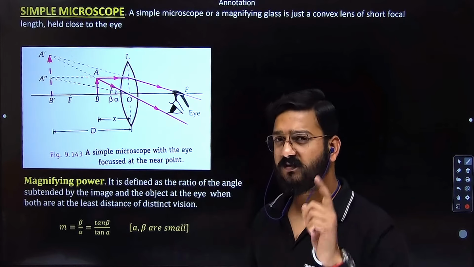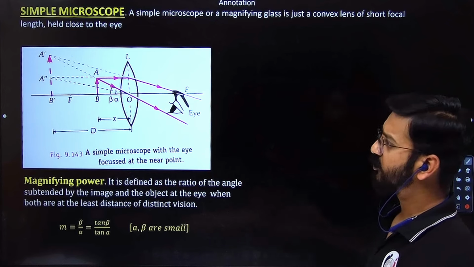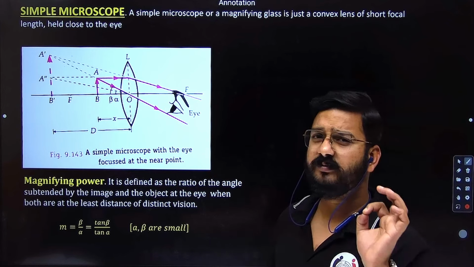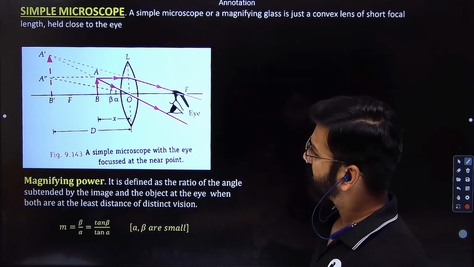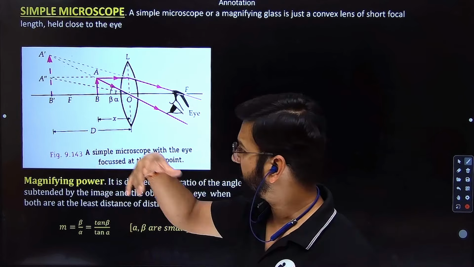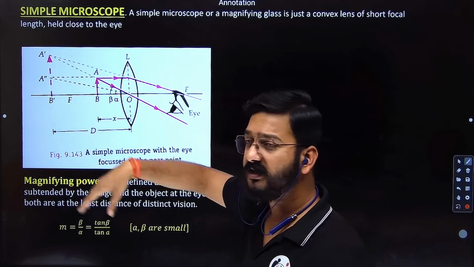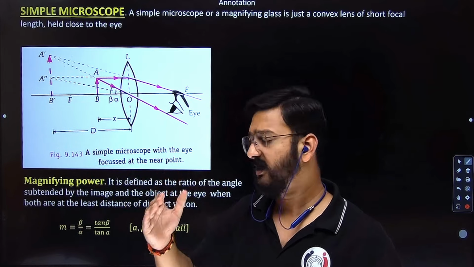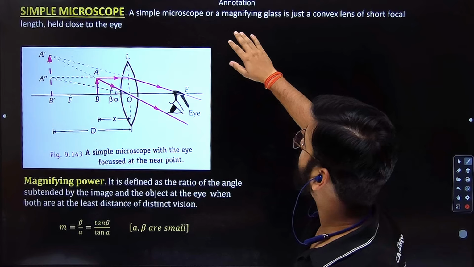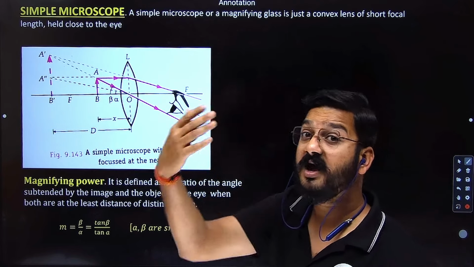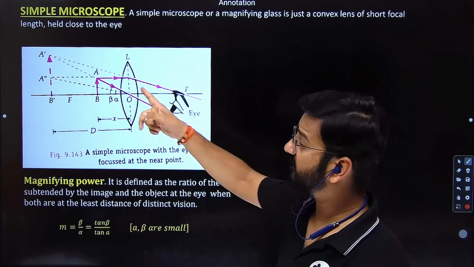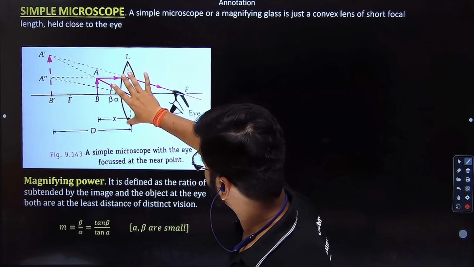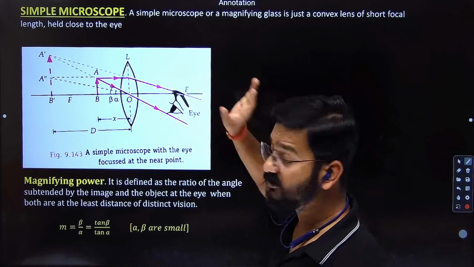The first optical instrument we have is the simple microscope. In a simple microscope, we will be using a simple convex lens, only one convex lens. And what will this convex lens do? Whatever object is kept in front of it, it will magnify it. As you can see in the definition, a simple microscope or a magnifying glass is just a convex lens of short focal length held close to the eye. It is held close to the eye.